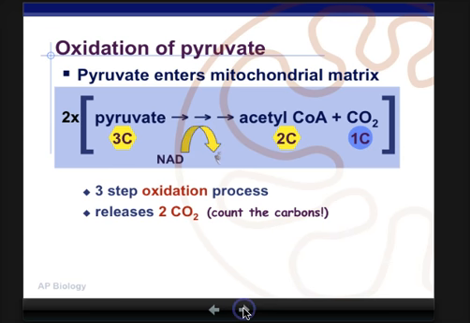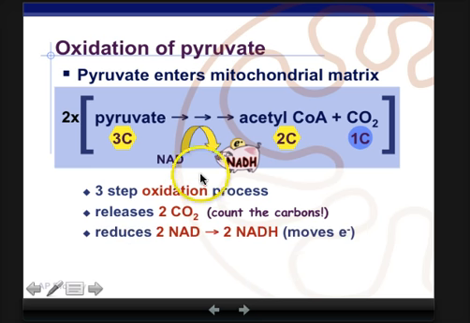And along this process, we're going to have a reduction reaction here with NAD going to NADH.